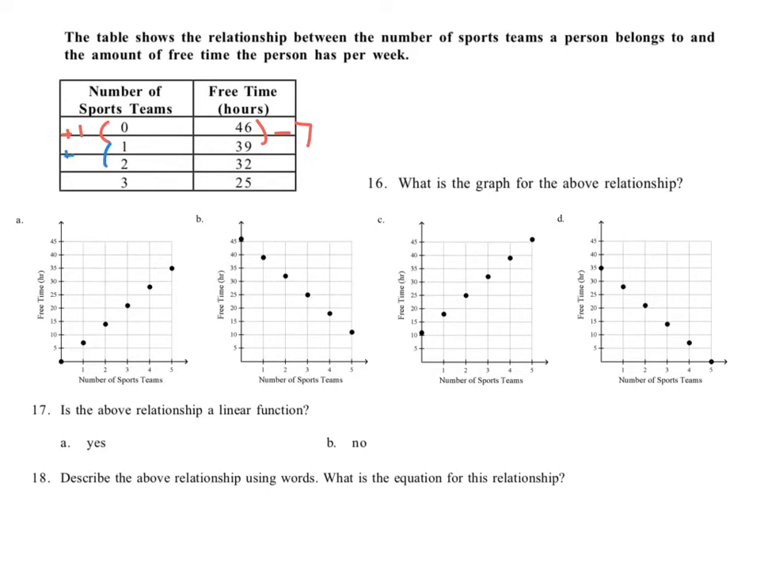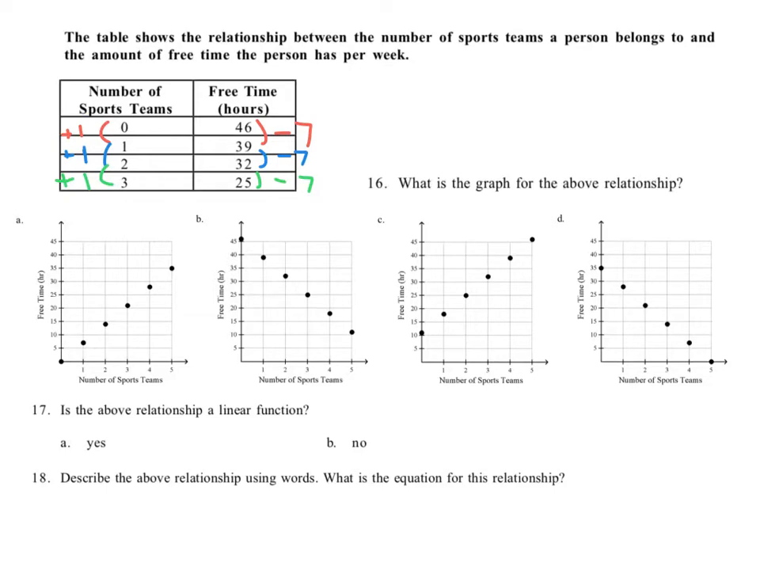Okay, same thing here, plus 1. This goes down by 7. Okay, and one more, plus 1 again, gives us a drop of 7. So we have a coefficient. Whenever you do this over here, you see what the change is every time the x goes up by 1, the y changes. That's going to be the coefficient of the variable.